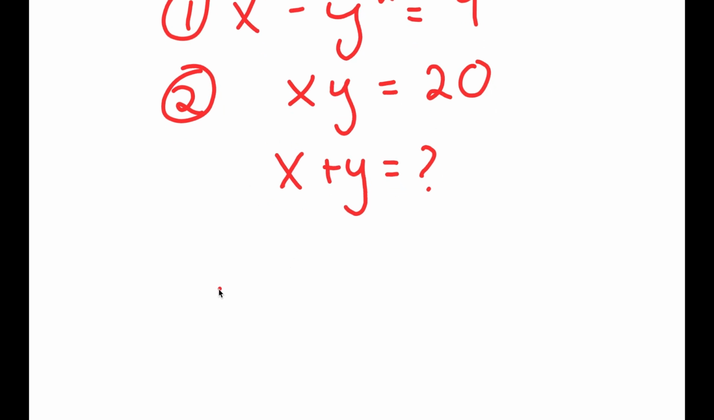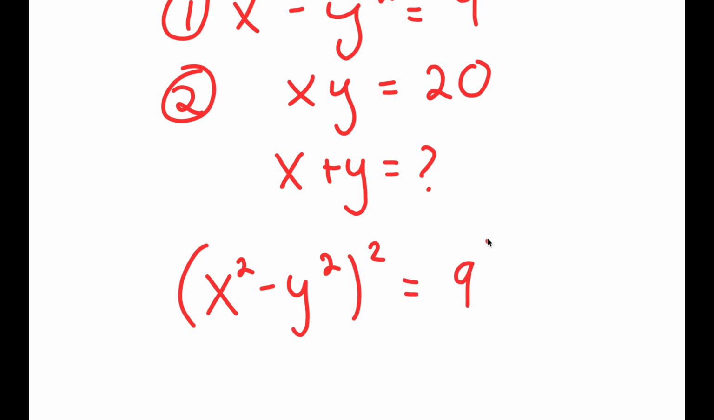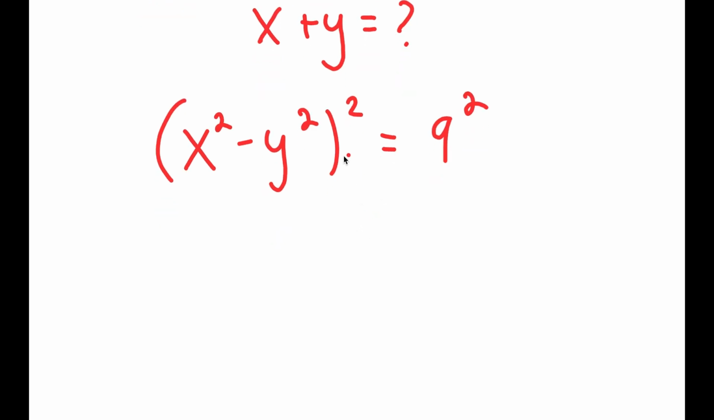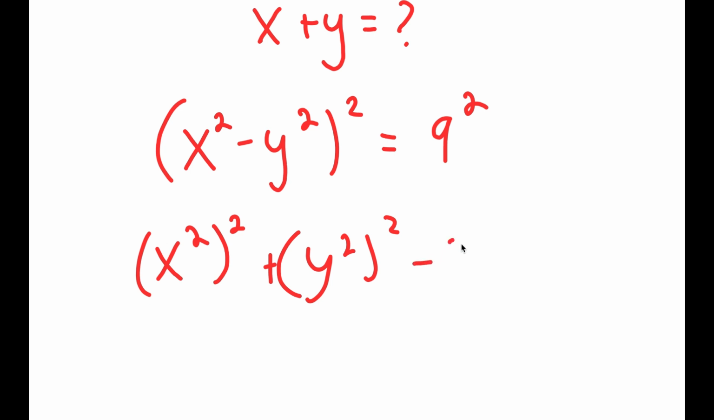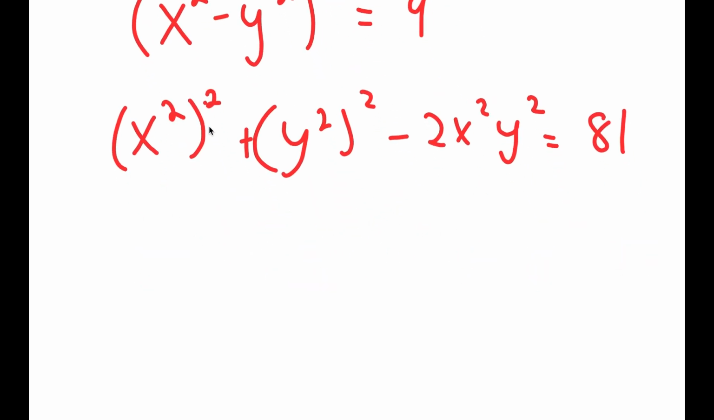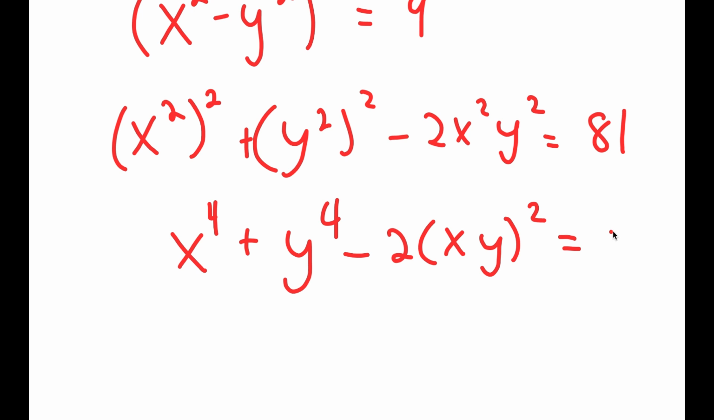To do that, I'm going to first square equation 1. So I have (x squared minus y squared) squared is equal to 9 squared. Now this is the same thing as x to the power 4 plus y to the power 4 minus 2x squared y squared, and this is equal to 81, which is 9 squared. So I get x to the power 4 plus y to the power 4 minus 2 times (xy) squared is equal to 81.